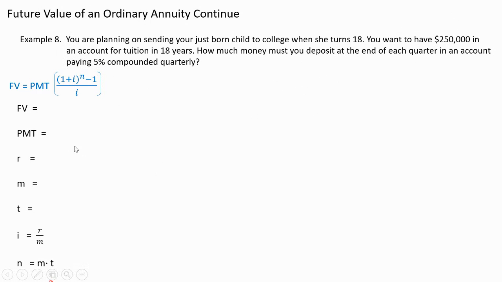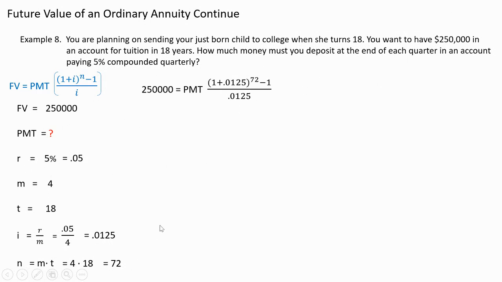So we're looking for the payments. How much money should we deposit now? That's your future value, 250,000. My interest rate is 5%, which is 0.05. At the end of each quarter, quarter stands for 4, this is compounded quarterly, so M is 4. The time is 18 years. Now the I is going to be R divided by M, so 0.05 divided by 4, and it gives us a nice round number. The N is equal to M times T, which is 4 times 18, will give us 72.